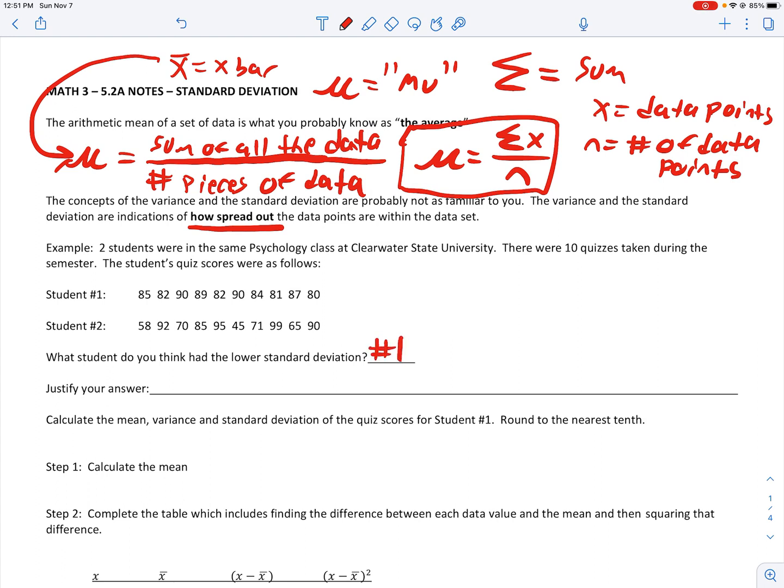So hopefully you just unpaused the video and you wrote down student number 1. And why is that? Because the quiz scores for student 1 are less spread out. They don't vary as much.